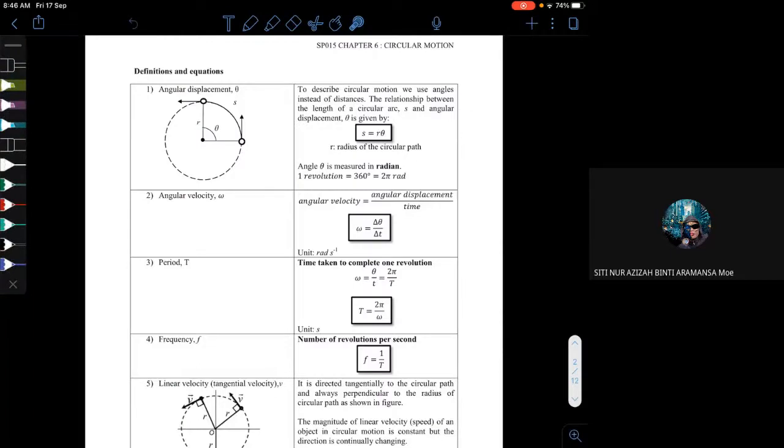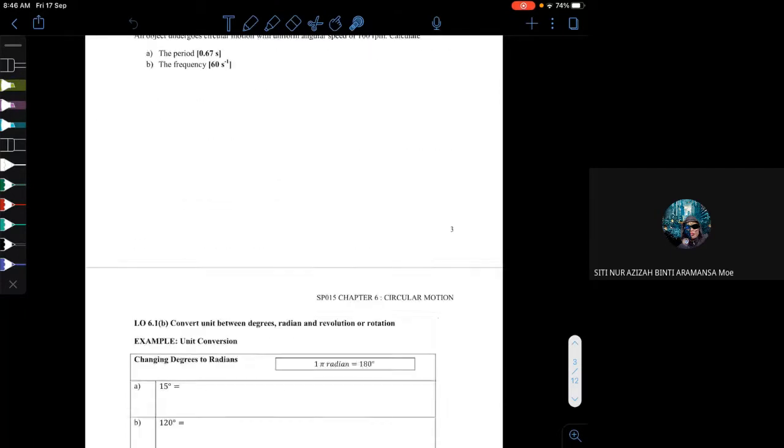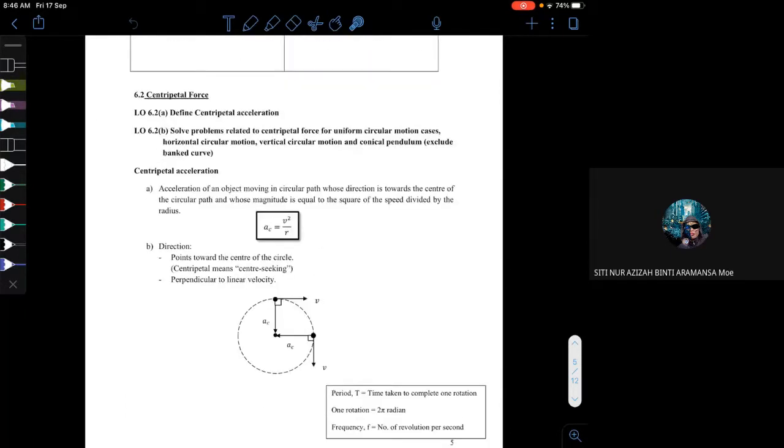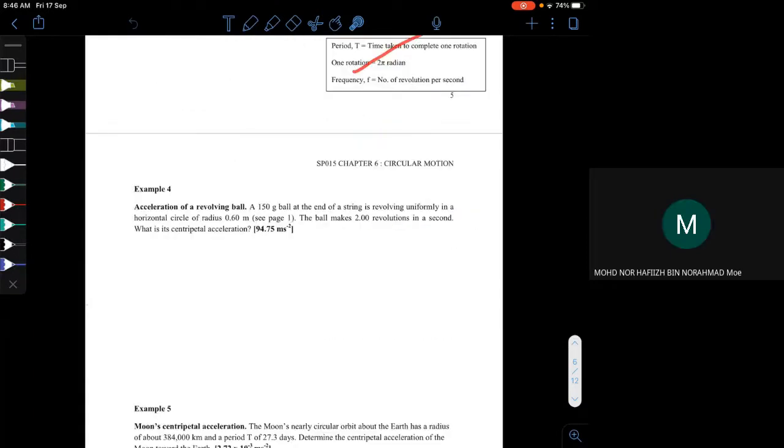So ni Miss dah explain dalam video hari tu kan. Simple je video tu. Nak compare je. So I hope you remember that. Okay, so sekarang ni Miss nak masuk pada 6.2. Miss nak masuk example 4. So let's read the question. So remember semua contoh ni adalah semua contoh untuk benda dalam real life yang berputar.